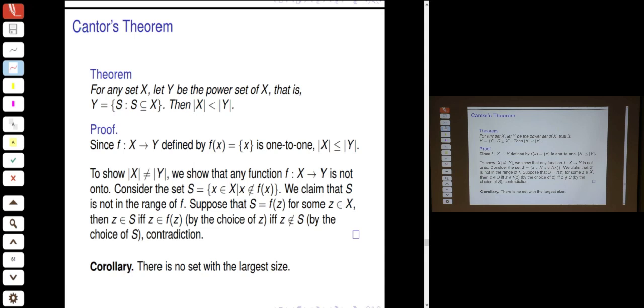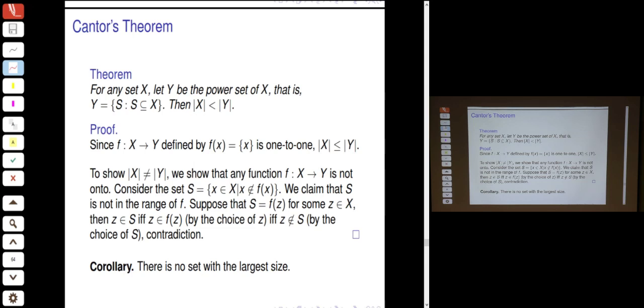Remember last time we have seen an example. We showed natural numbers are strictly less than decimal points between 0 and 1. So the proof there is no matter how hard we try, there are some elements we miss. So here we want to use the same idea.